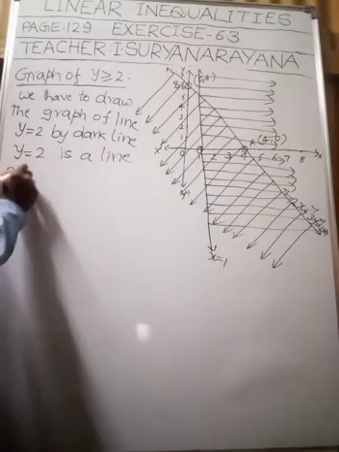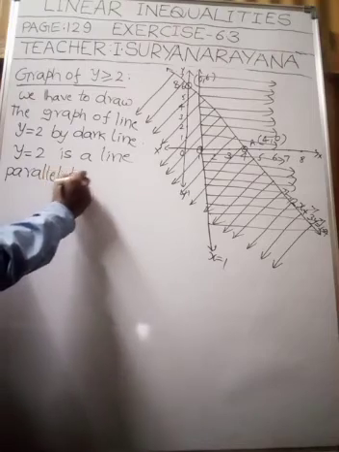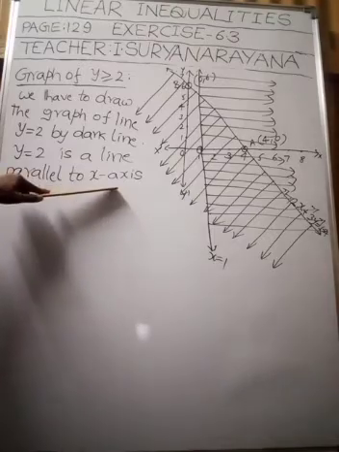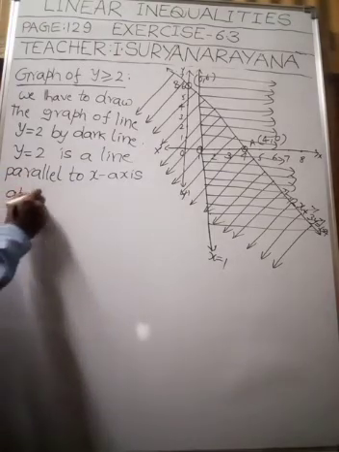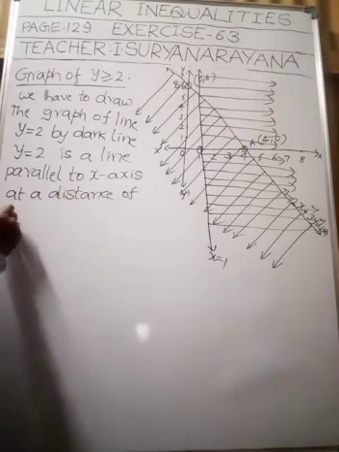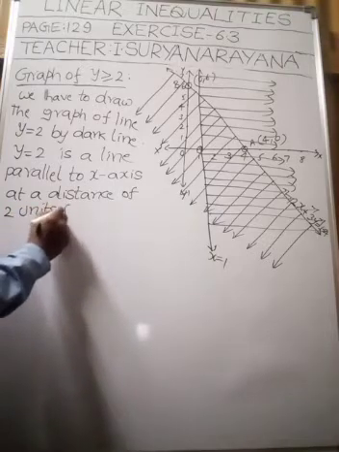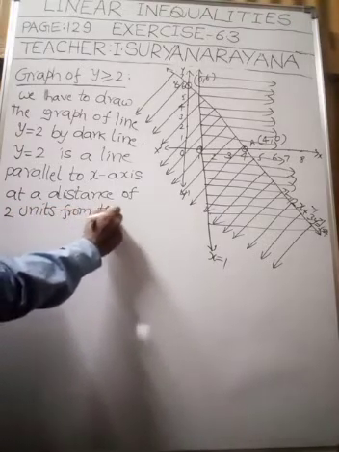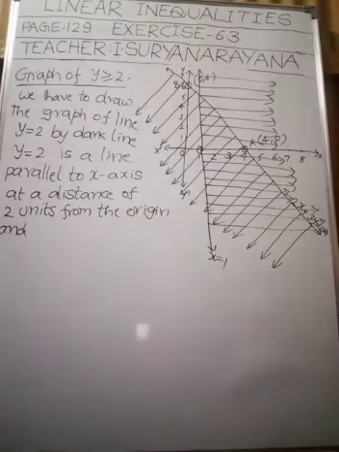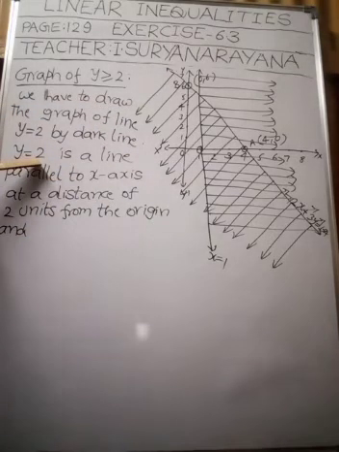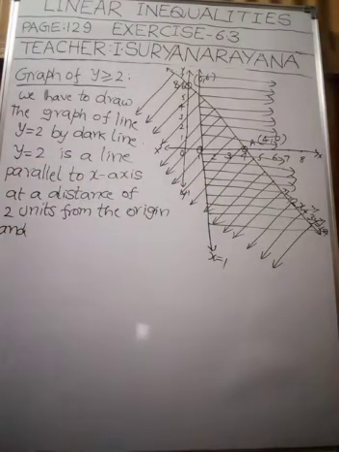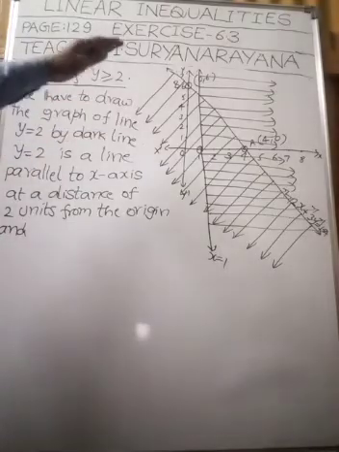parallel to x-axis at a distance of 2 units from the origin and above the origin, because it is a positive number. If it is a negative number, below the origin, we write like that. Understood this point, my children? So here it is a positive number, so above the origin.